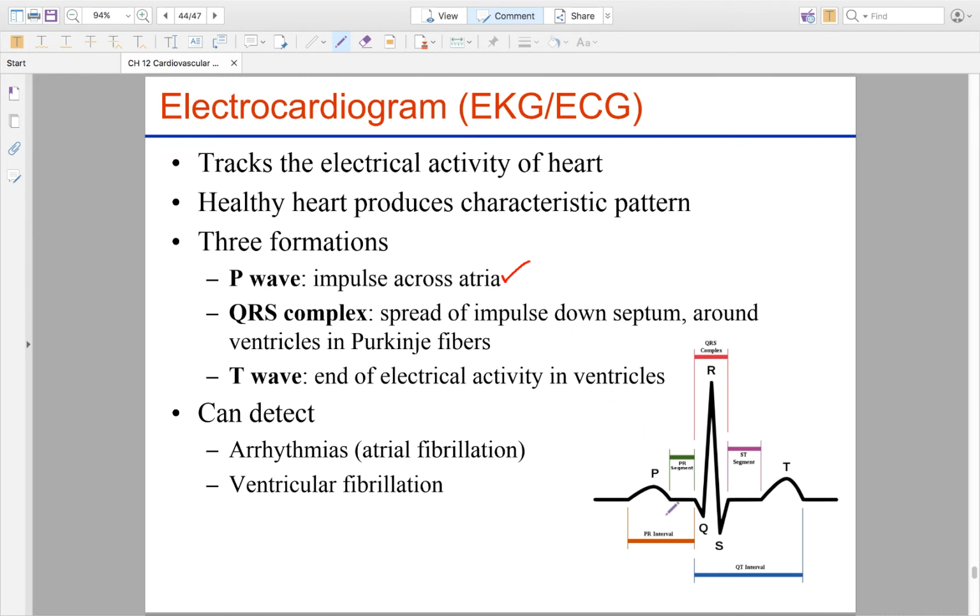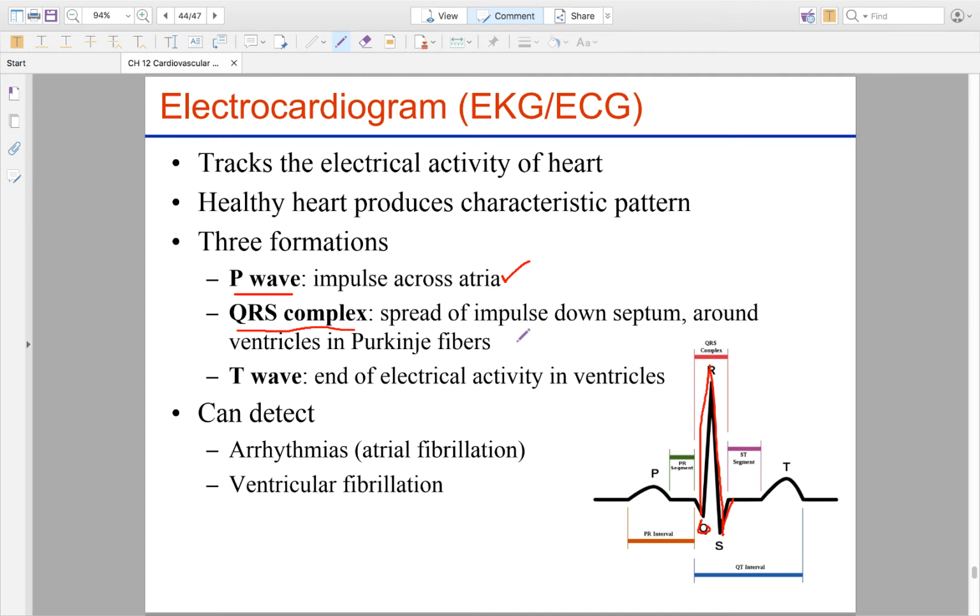Okay, now if you look closely, you'll see this Q down here, R, S, and it's called the QRS complex. It makes this very specific dip, peak, dip, and what it represents is electrical impulses spreading down the septum and around the ventricles and the Purkinje fibers that we saw in the previous video.